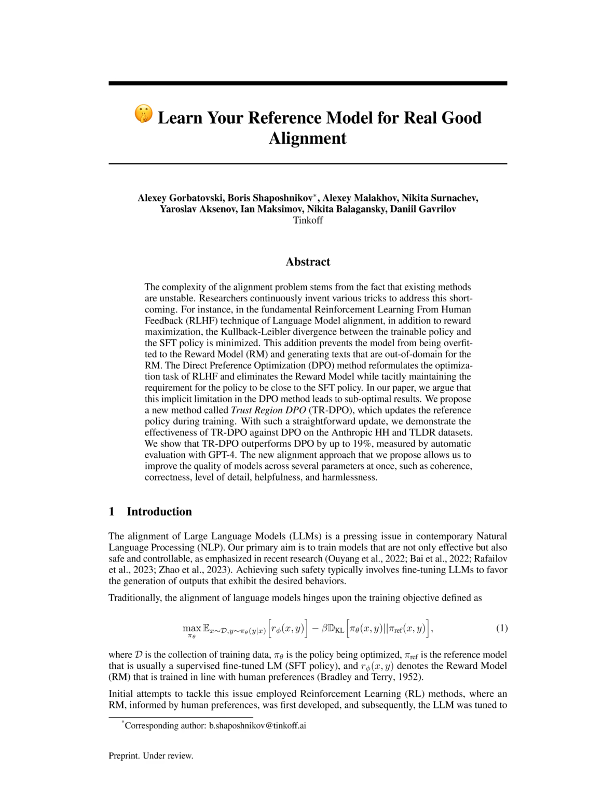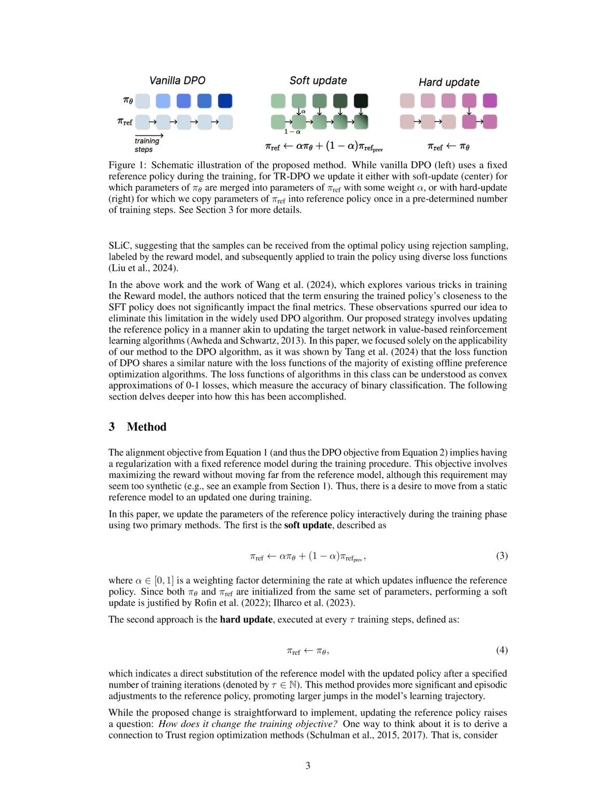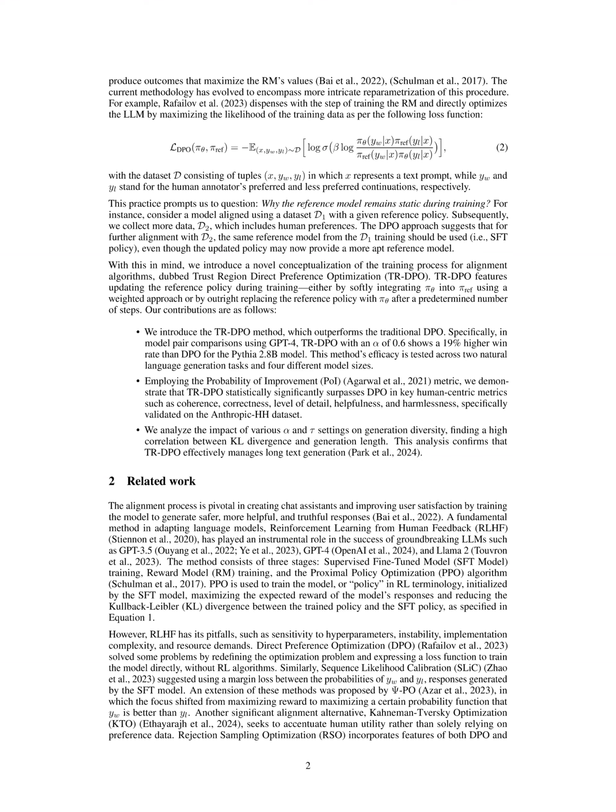The theoretical and practical benefits of using Trust Region Direct Preference Optimization (TR-DPO) over traditional Direct Preference Optimization (DPO) for alignment algorithms in natural language processing (NLP) are significant. The introduction of TR-DPO allows for the dynamic updating of the reference policy during training, either through a soft integration or outright replacement with the current policy. This adaptive approach ensures that the model can continuously adjust to new data and preferences, leading to improved alignment with human-centric metrics such as coherence, correctness, level of detail, helpfulness, and harmlessness.